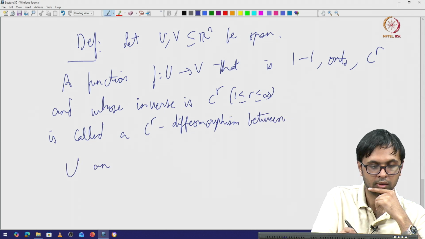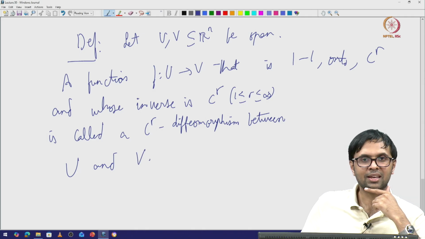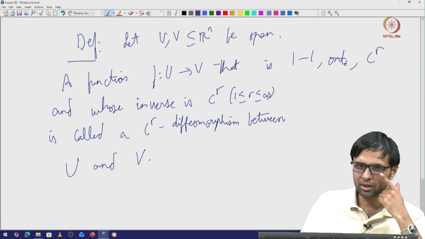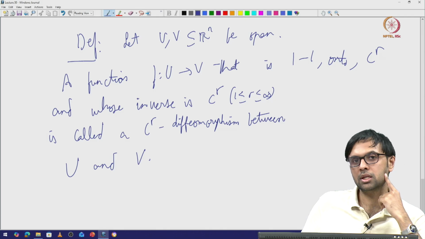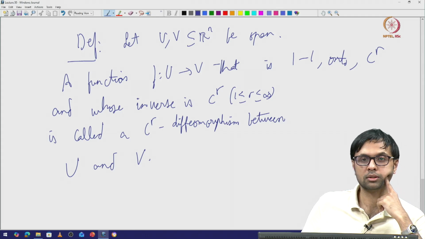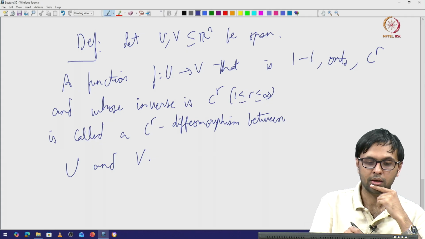U and V. This is fancy nomenclature. It's just a name, but it's convenient to have this name. The name C^r diffeomorphism simply means that your function is C^r, it's 1 to 1 and onto, and the inverse is also C^r. That's all. Nothing more fancy than that. But r is between 1 and infinity.